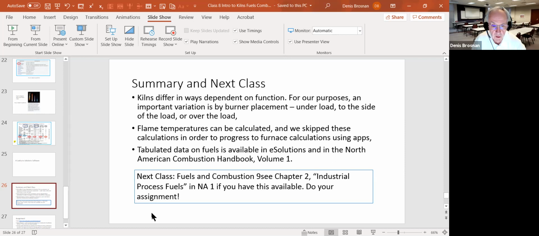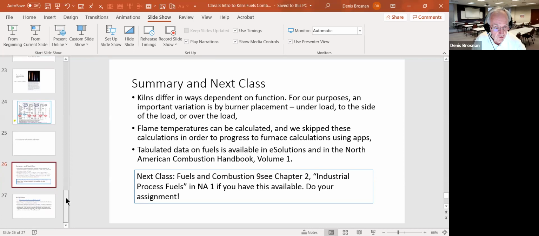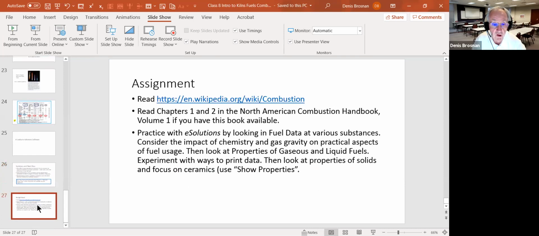I want to point out again that the tabulated fuel data is very complete in eSolutions and the North American Combustion Handbook, volume number 1. This North American Combustion Handbook is something that is very useful to you. So if you have that available, I would like you to read chapter 2 for next time. Read chapter 1 if you haven't done that already, and that will help you get started for the next course. Next class.